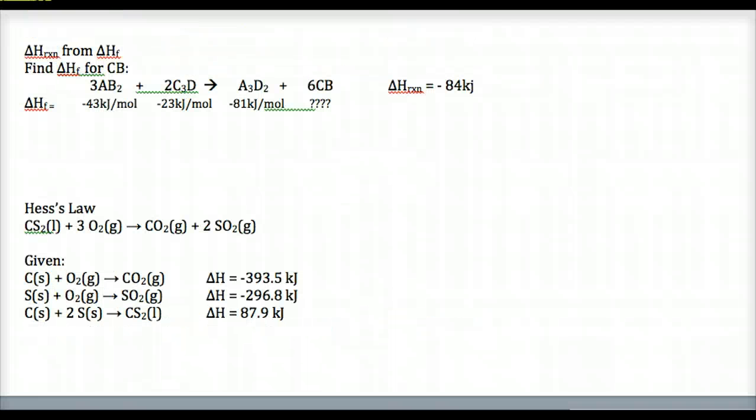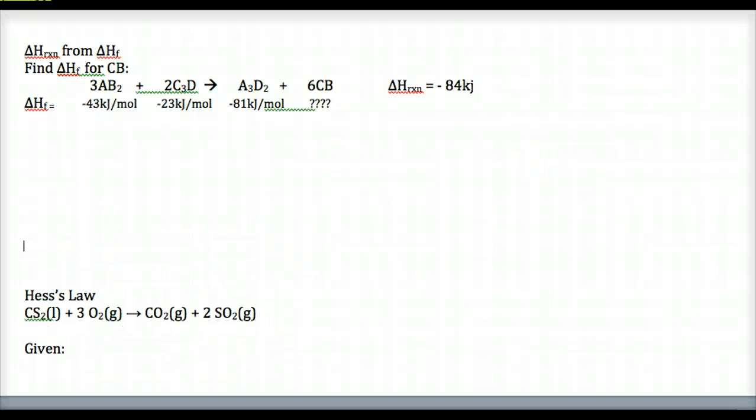One of our standalone concepts. Get some more room. I'm looking for delta H reaction from the heats of formation. I'm asked to find the delta H for CB in this case. I have some heats of formation for 3 of the 4 components, but not the last one, the CB. I have the actual reaction value.